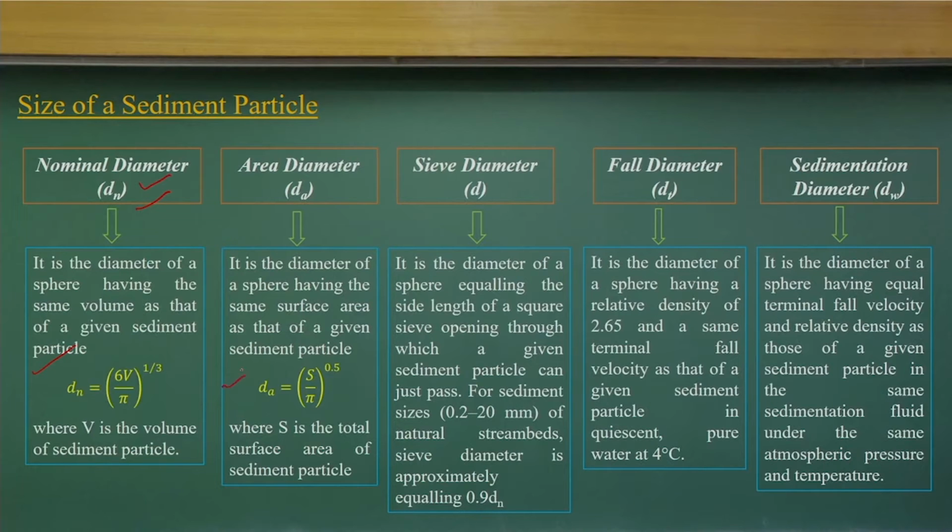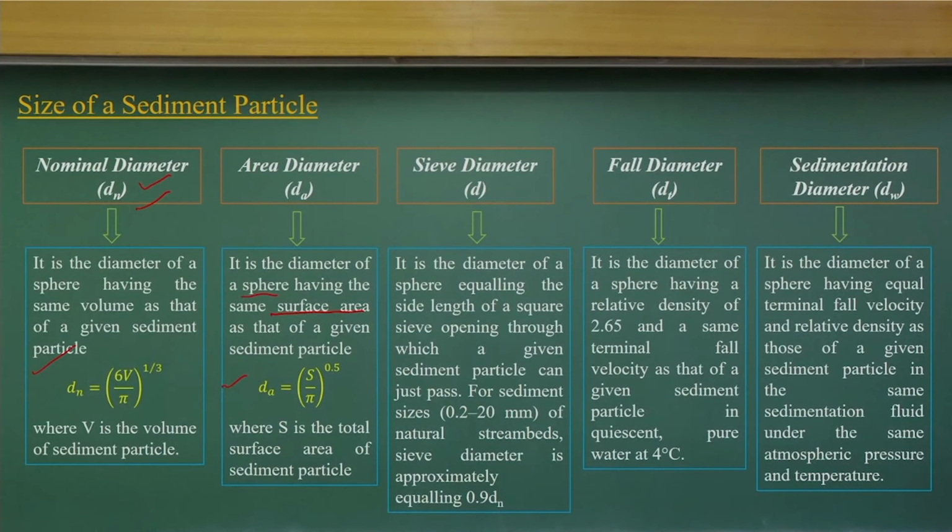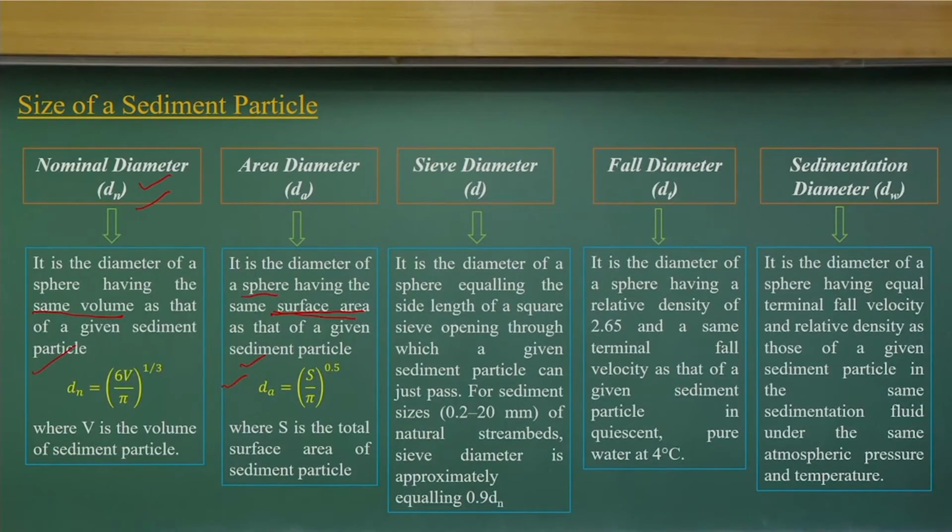But in many of the processes you talk about the surface area, not the volume. So when you talk about the surface area, we call it the equivalent surface area. Here we considered the volume, but here we consider surface area. We don't bother about the volume. So what could be the diameter of the sediment particle if I consider an equivalent sphere of the same surface area? That is the area diameter.